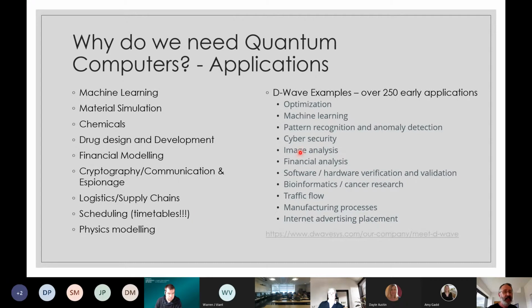On the right-hand side, I went to look at one of the main manufacturers of a particular type of quantum computer, D-Wave, and they've obviously got a similar list to the left-hand side, but they've got over 250 early applications and people using their computers in these areas. I was quite interested to see the last one included internet advertising placement. I'm not sure if that's a good use of quantum computers, but it's certainly an interesting use of trying to find the optimal way to place adverts to get maximum returns.